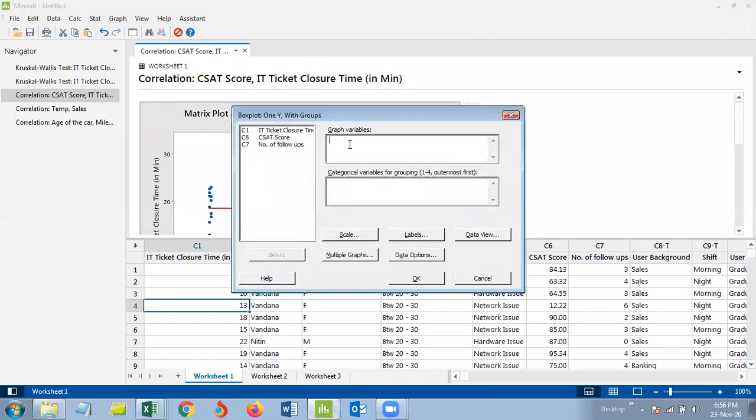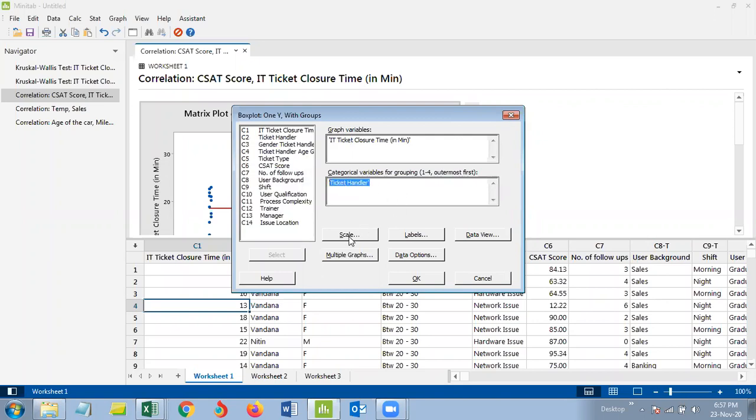Click OK. This is where we put the Y. What is your business problem? My problem is ticket closure time, so I select ticket closure time here. What's your categorical against what are you testing? I want to check whether the ticket handler is significantly impacting or not. So I select the ticket handler, because I want to check against the ticket handlers.